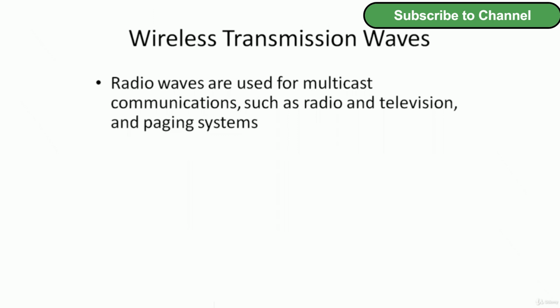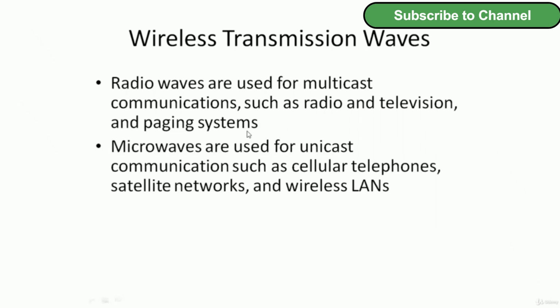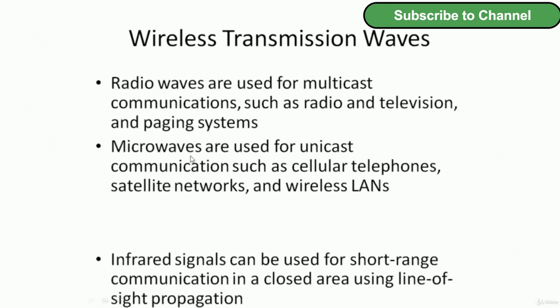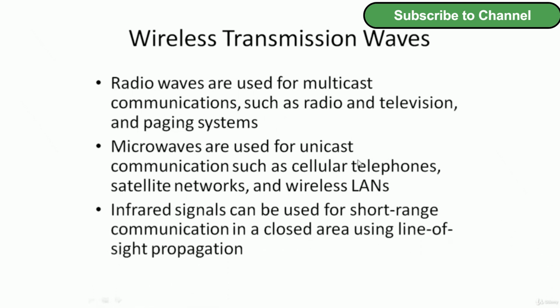Radio waves are used for multicast communication such as radio, television, and paging systems. Multicast means one to many communication. Then microwaves are used in unicast, one-to-one communication, such as cellular telephones, satellite networks, and wireless LANs.